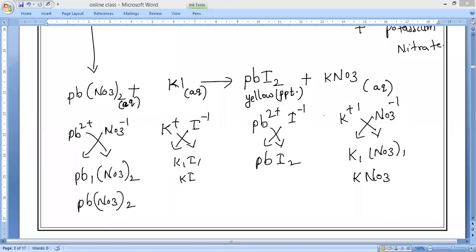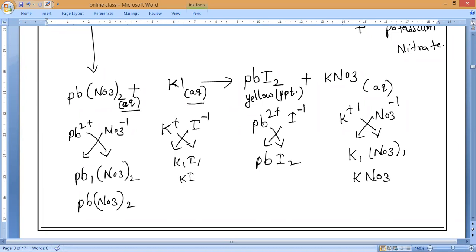So whenever a precipitation reaction is to form, what must the reactants be? They must be either both in aqueous state, or one gas and one aqueous state. Yes or no, guys? Yes, sir. So now, let's take the second example, PPT.